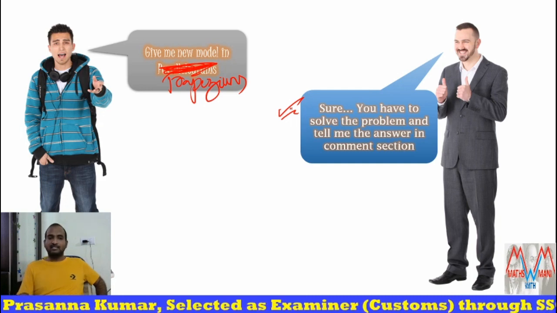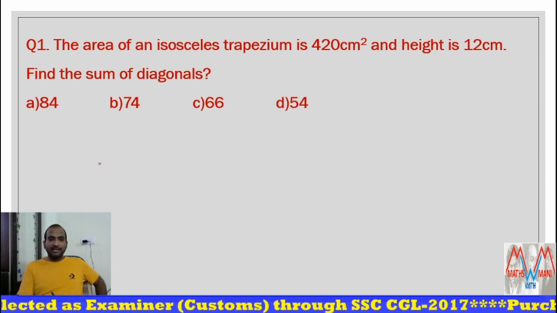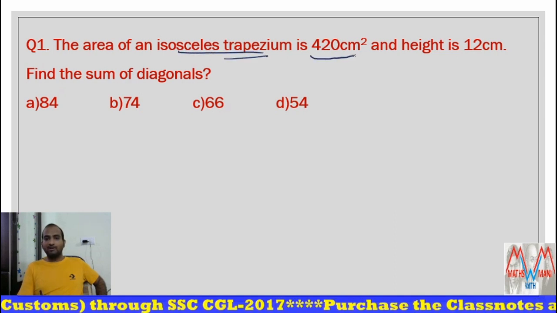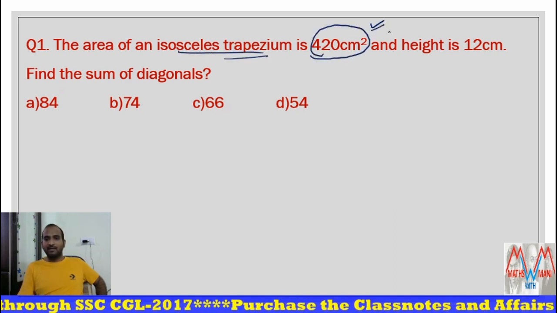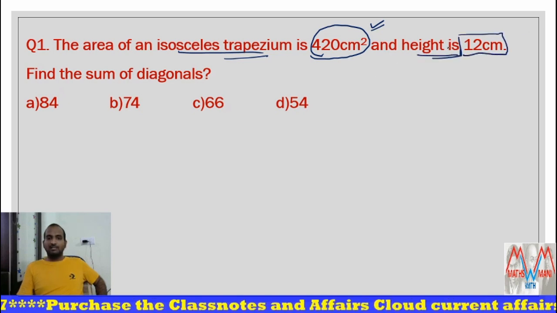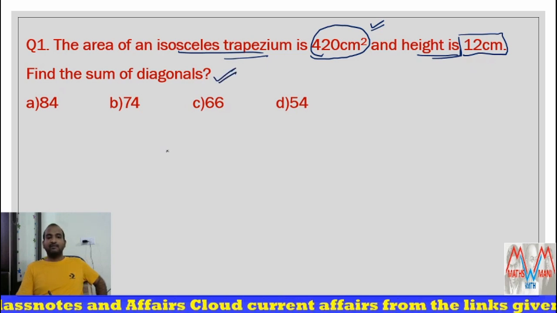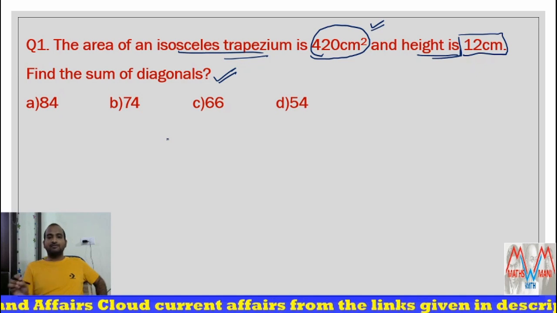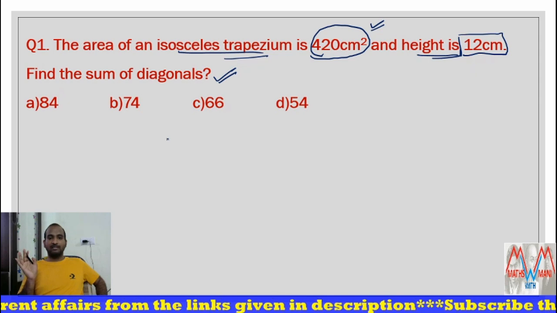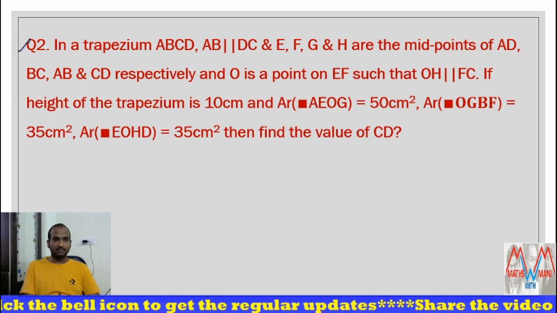So the first one is the area of an isosceles trapezium. The area of an isosceles trapezium is 420 centimeters square and its height is 12 centimeters. Then find the sum of the diagonals of the trapezium. This is the first question you have to solve. Okay, please tell me this answer. Practice. And what next? Second question.